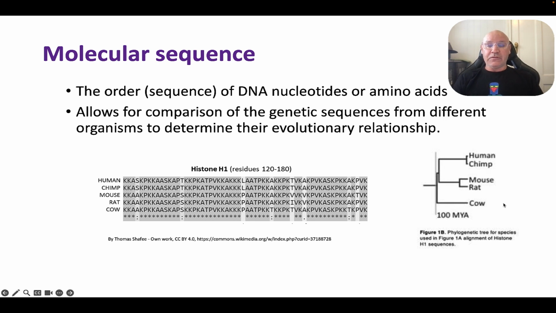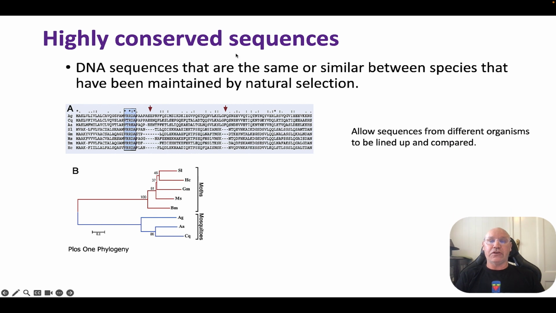Those sequences we saw that were the same, this is what we call highly conserved sequences. It's the DNA sequences that are the same or similar between species. They have been maintained or conserved by natural selection. In other words, the sequence is important enough that it provides some sort of evolutionary advantage to the species, so therefore there's no need for it to change through evolution, so it tends to be conserved.